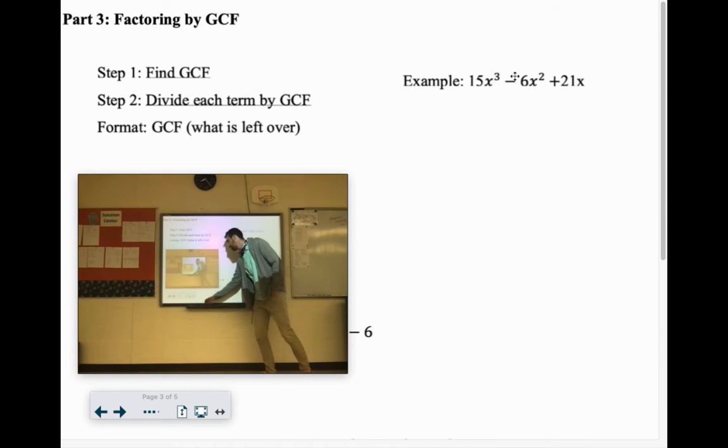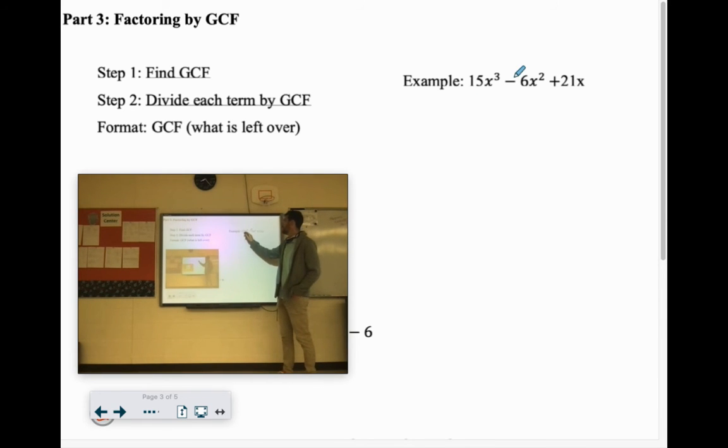Just look at the numbers first. I have 15, 6, and 21. It has to go into every number for it to be a common factor. So 3 goes into all three of these terms. Now let's look at the x's. We have x to the third, x to the second, and x to the first. So they all have at least x to the first. There's our greatest common factor, 3x.